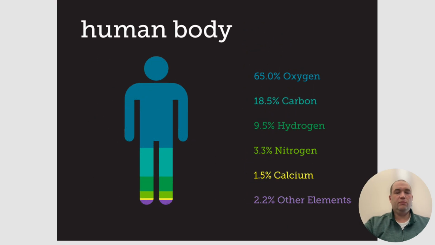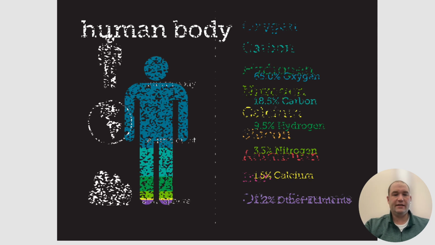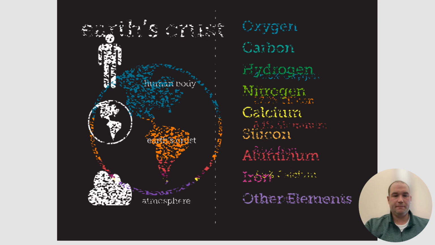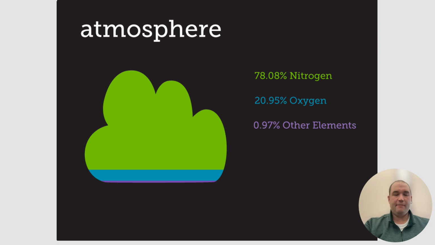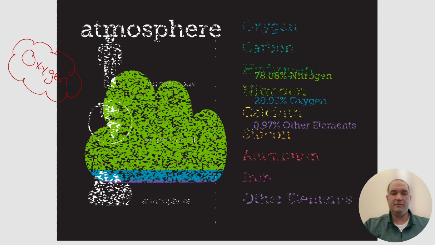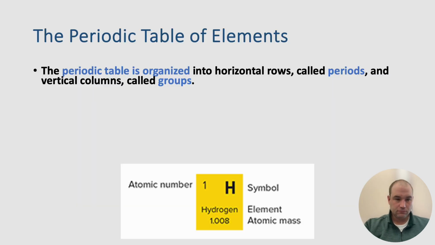So if we take a look at the human body, right? The human body is made up of 65% oxygen. Okay, so you can see that's the highest amount. Whereas in our Earth's crust, it makes up close to 47% oxygen. And even in the atmosphere, 21% of our atmosphere is made of oxygen. So this makes oxygen the most prevalent of all of the elements in the universe.